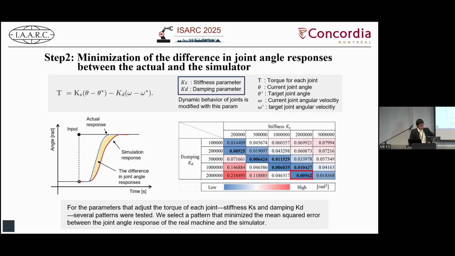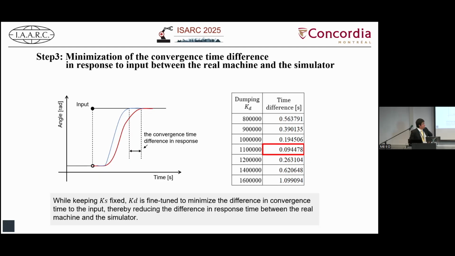So next, while keeping the stiffness fixed, the damping is fine-tuned to minimize the difference in convergence time to the input, by reducing the difference in response time between the real machine and the simulator.